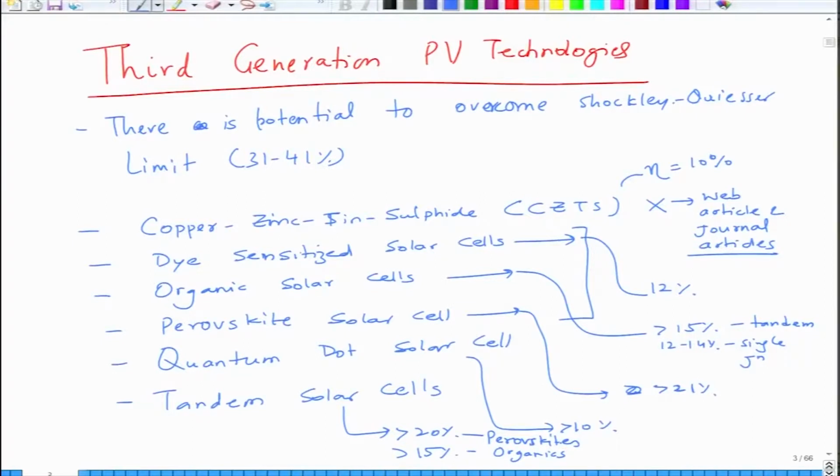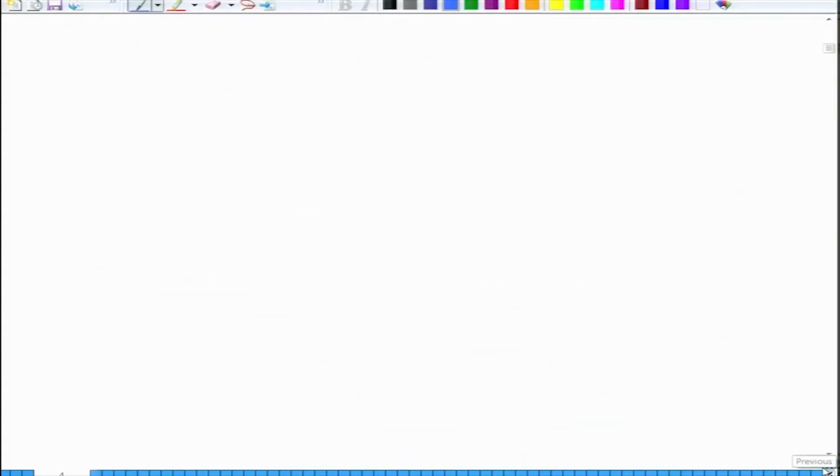So, we will look at the middle three technologies in detail in the next couple of lectures. We do not have time to go through quantum dots and copper zinc tin sulfide, but if time permits I will cover them in a lecture or so. So, let us look at the organic solar cell technology first. We will begin with organic solar cells.